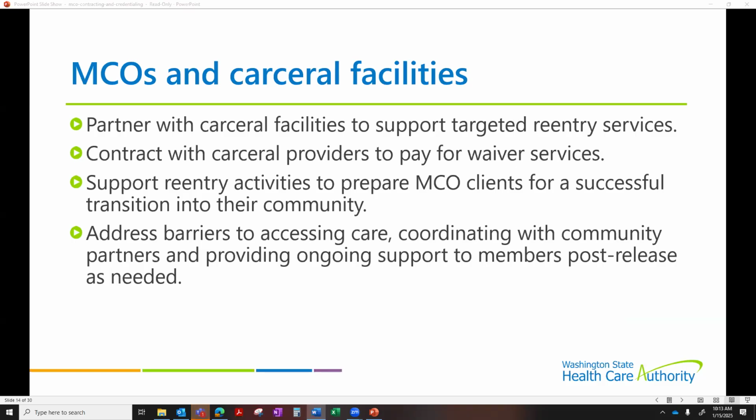So we will be partnering with you to support targeted reentry services. We'll also contract with carceral providers to pay for the waiver services. We want to support the reentry activities to prepare our clients for a successful transition into their communities, and also address any barriers that they have in accessing care, coordinating with community partners, and making sure that we're providing ongoing support as needed once they have released from your care. And I'm going to hand it off to Melina to talk a little bit more about the next portion. Thank you.